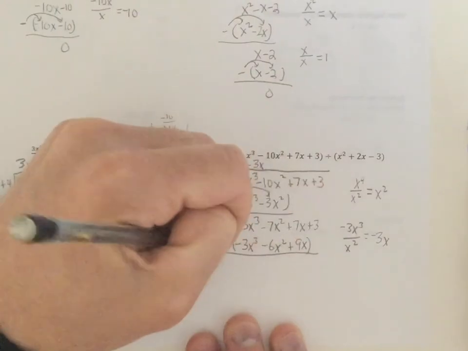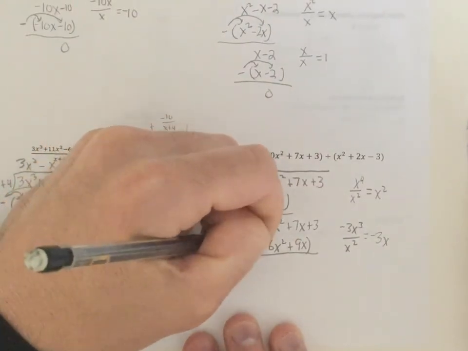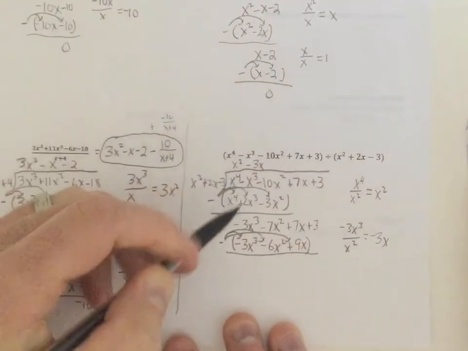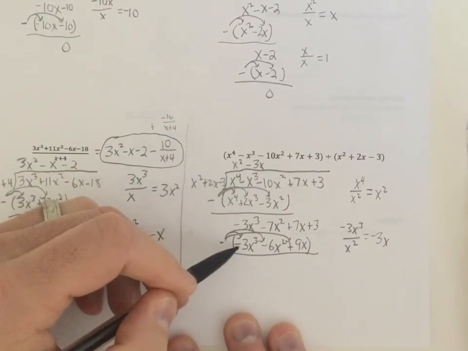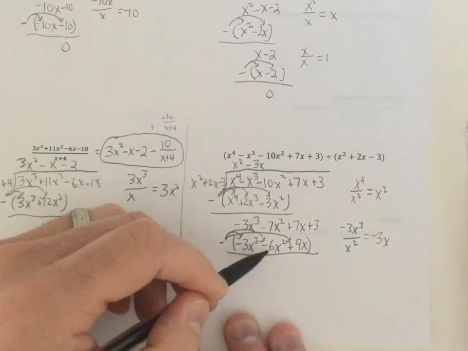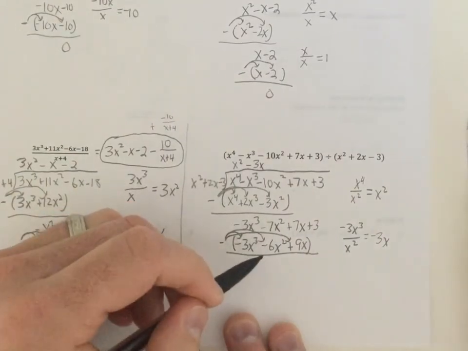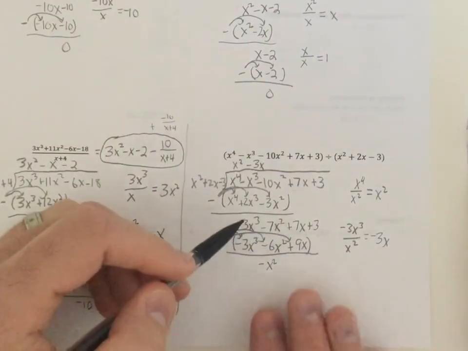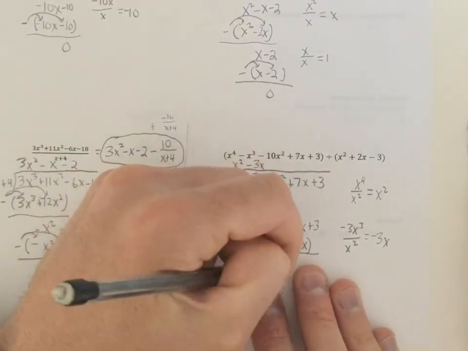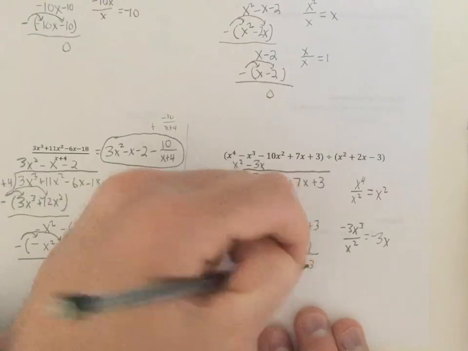Again, I'm subtracting that whole quantity, so don't forget to distribute that negative sign through. So that makes negative 3x to the third plus 3x to the third, which is going to cancel. This becomes positive, so negative 7x squared plus 6x squared is negative x squared. And then this becomes negative 9x, so it would be minus 2x, and I bring down my 3.